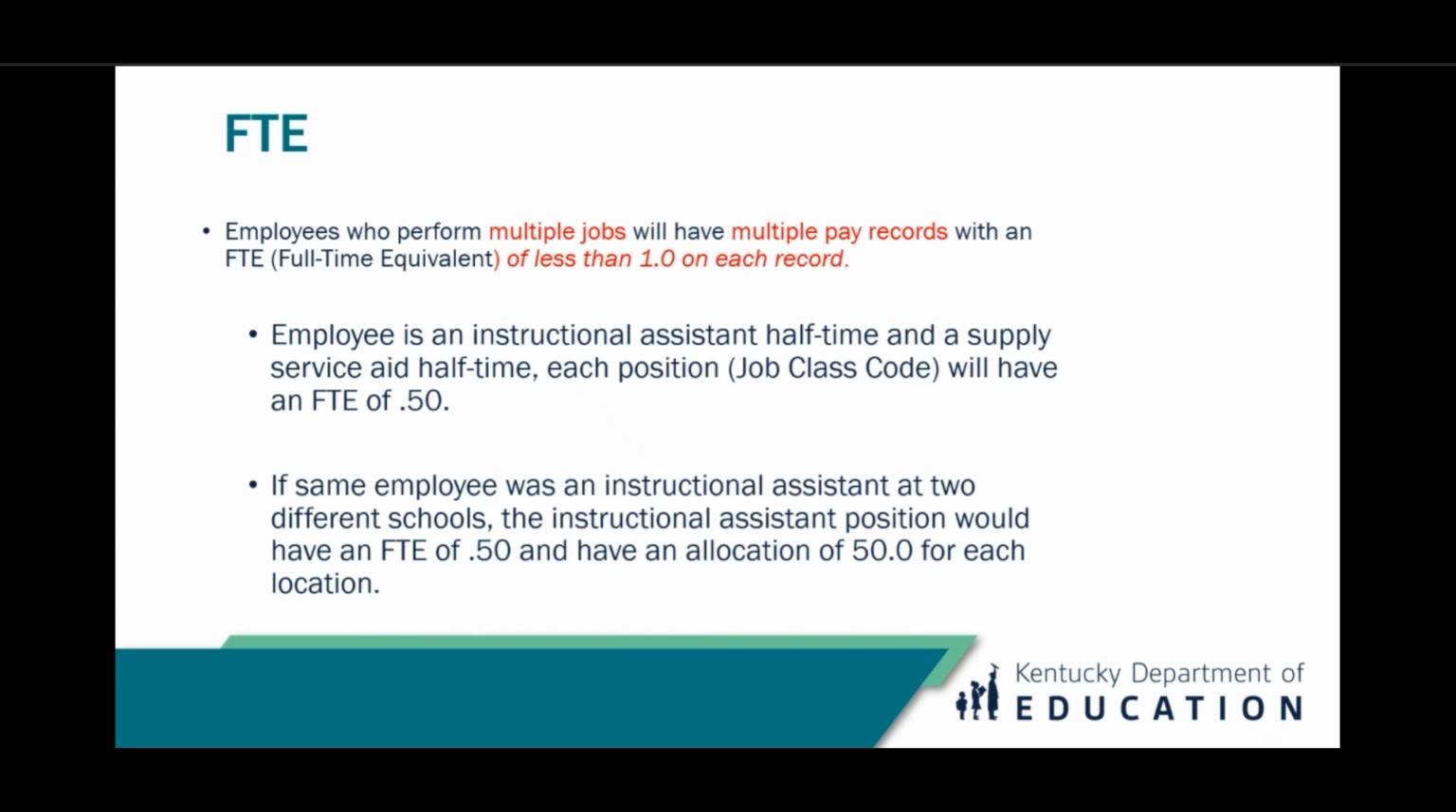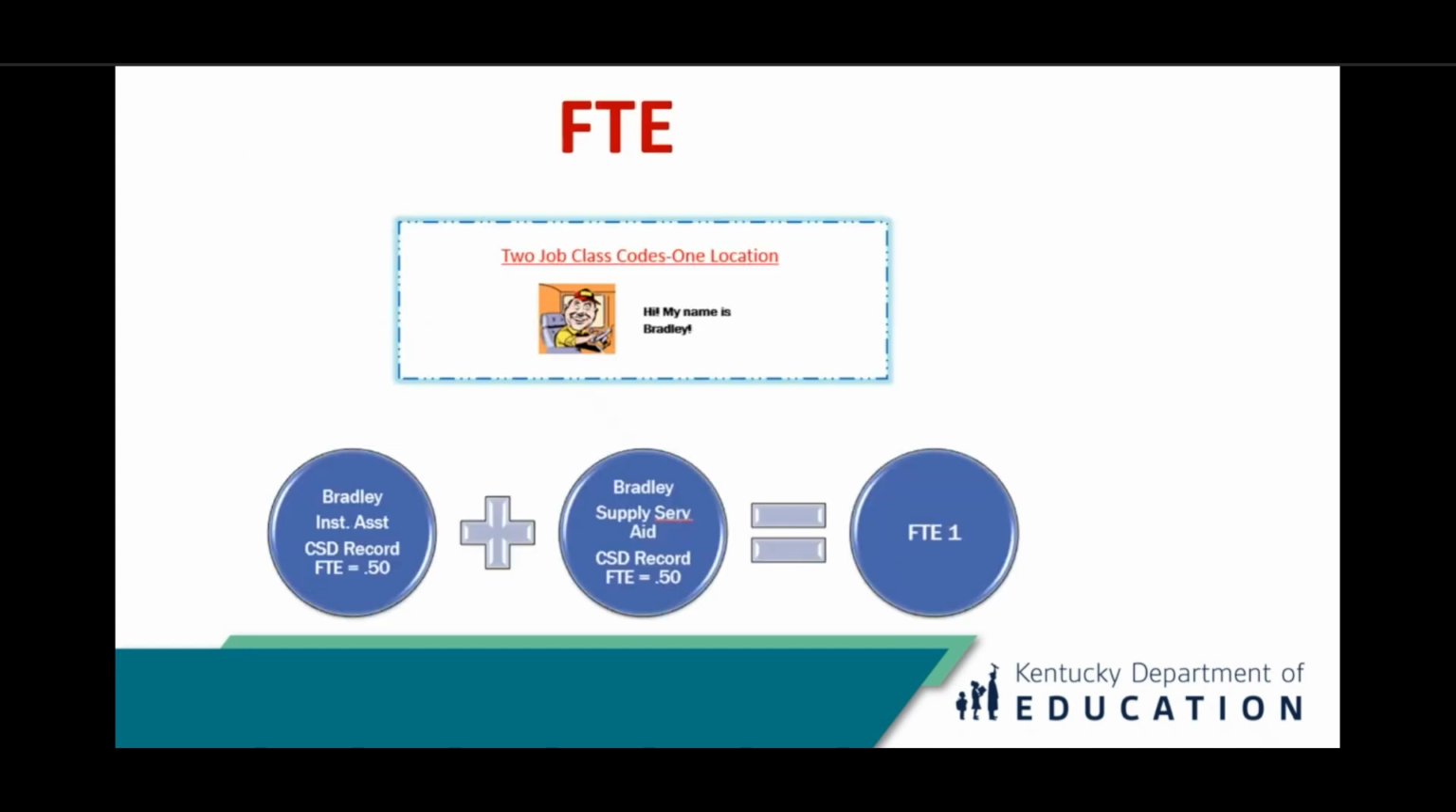If the same employee was an instructional assistant at 2 different schools, the instructional assistant position would have an FTE of 50, but also be broken down by allocation, right? Because that GL code is going to be different between the 2 schools where they are an instructional assistant. And so we have Bradley here, and he has 2 job class codes, but 1 location. So we have Bradley as an instructional assistant. Simple, his FTE is half, 50%. Bradley is also a supply service aide. On that CSD record, the FTE is 50. It's going to add to 1 FTE.